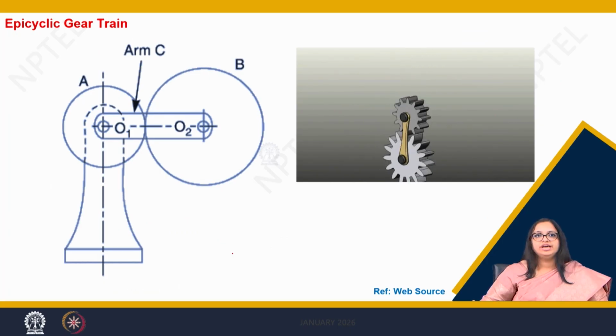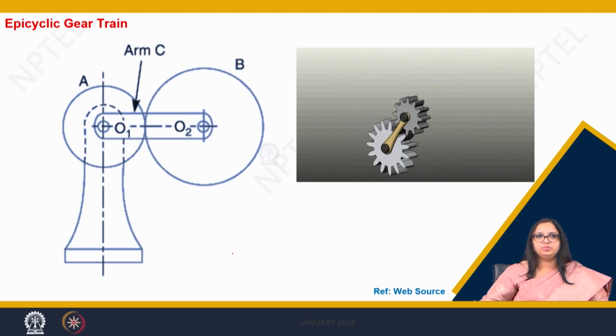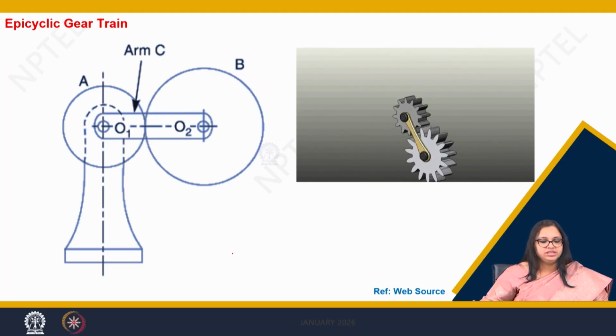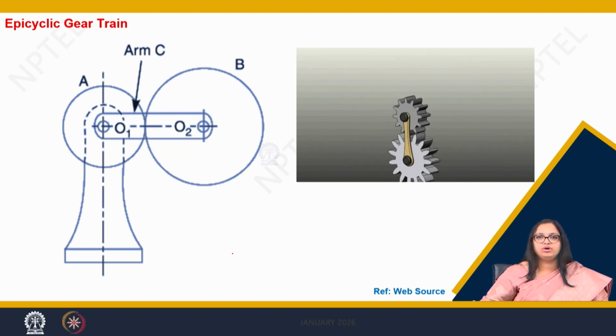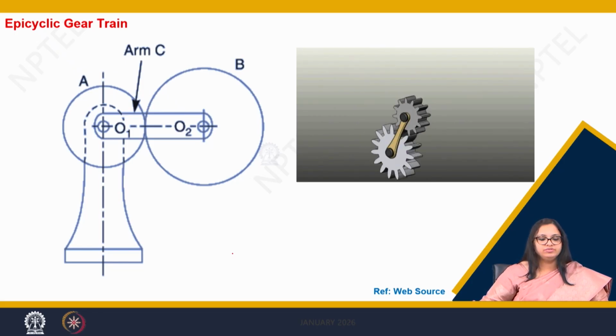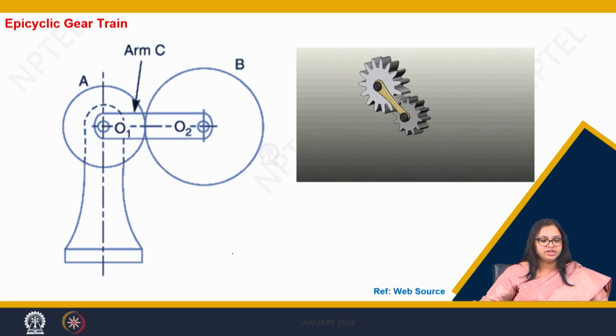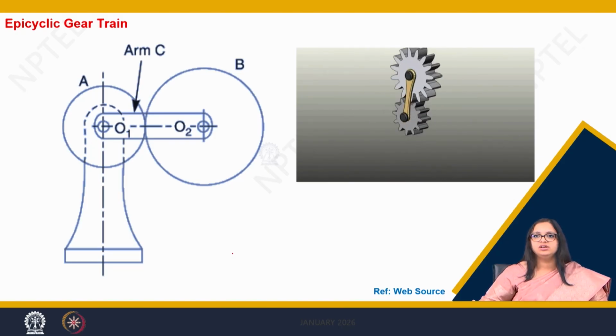Now coming to epicyclic gear train. So in epicyclic gear train, what do we understand? That my gear A is housed on a fixed shaft. However, my gear B is revolving around my gear A with an attachment through arm C. The shaft on which my gear B is housed is not fixed.